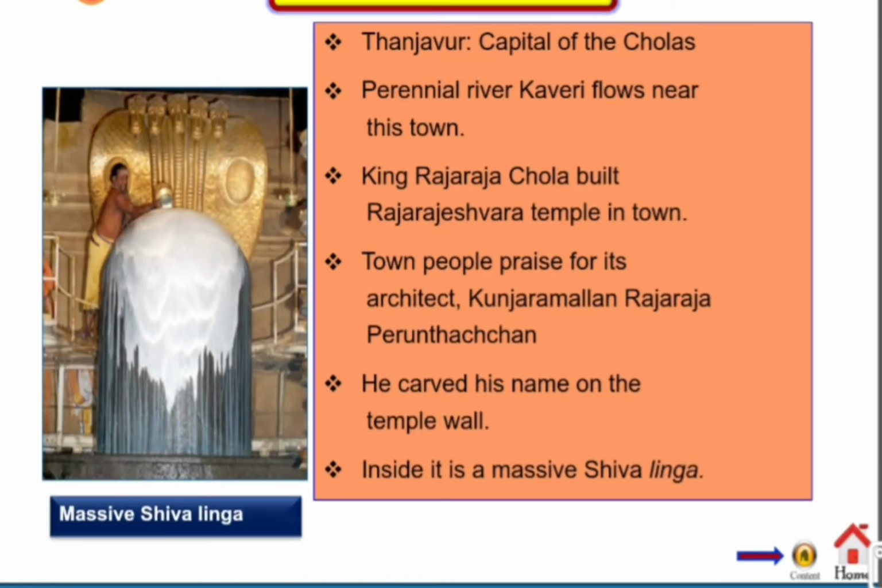Administrative towns. Thanjavur was the capital and an administrative town during the Chola rule. The town was situated near the river Kaveri. King Rajaraja Chola built the Rajarajeshwara temple in this town. Town people praised the temple for its architect, Kunjara Mallan Rajaraja Perunthachan, who carved his name on the temple wall. The temple has a massive Shivalinga.